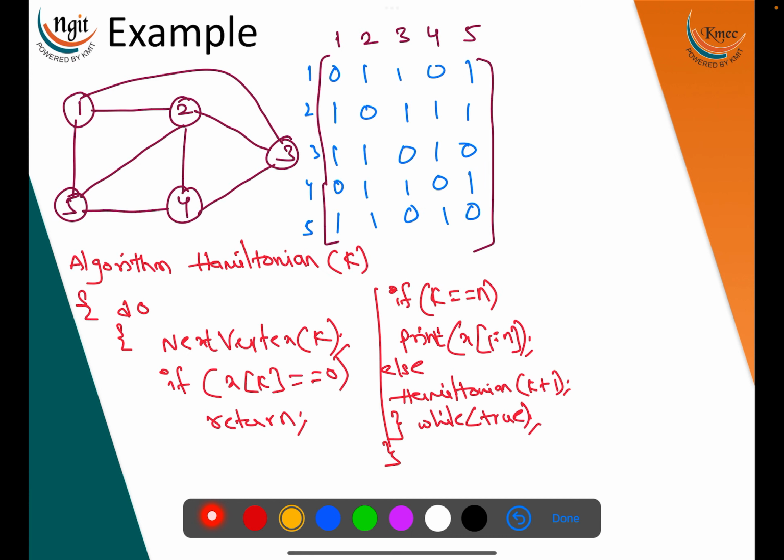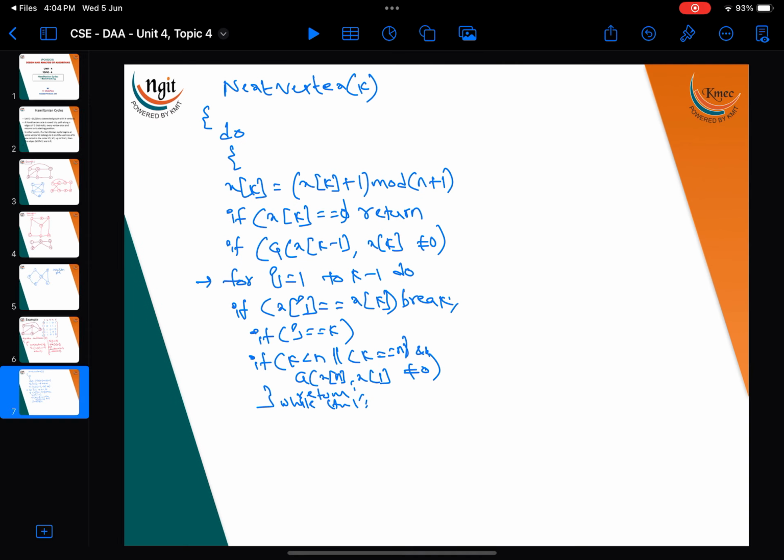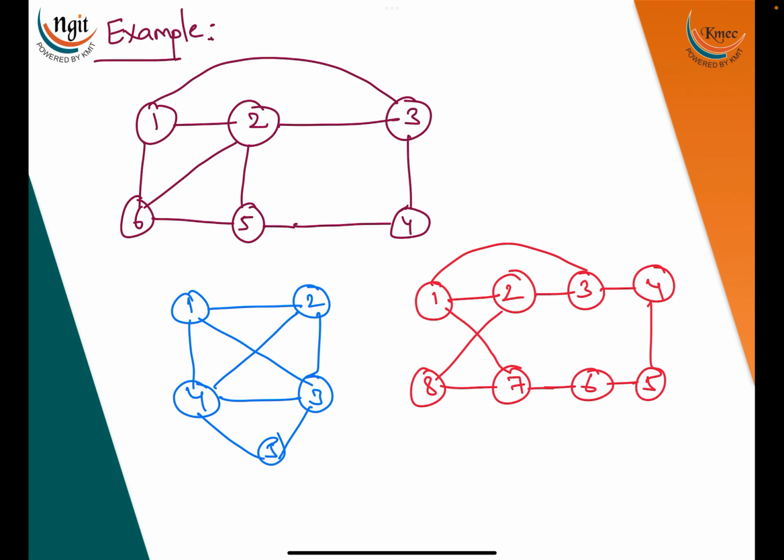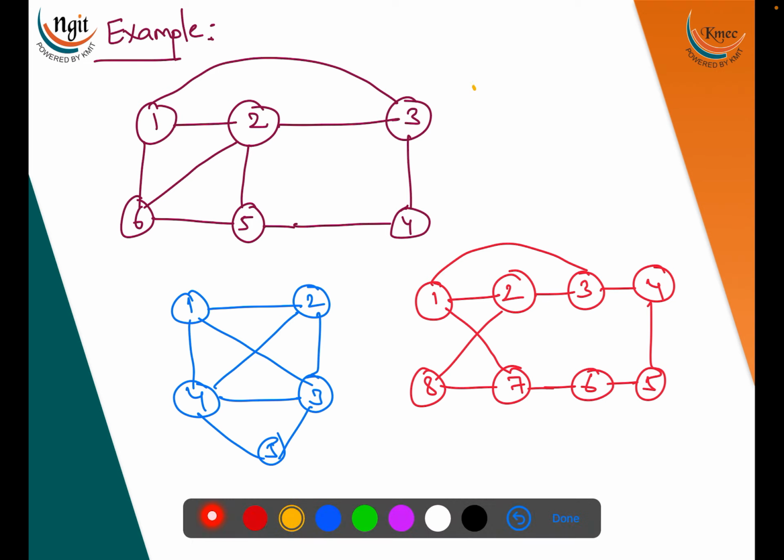And now let's see this one. We'll take an example, and there is one more important thing that I have to talk about. So in the previous question paper, this is the question: what is a biconnected graph? And give an example of a biconnected graph which generates a Hamiltonian cycle. Now let's see what a biconnected graph is.